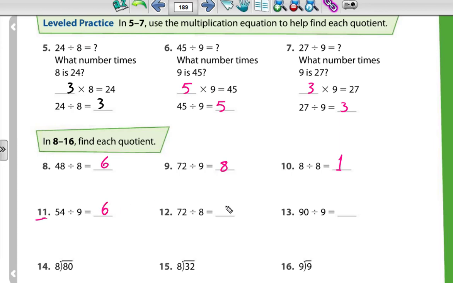Ahmed Al-Khars? Yes. Quickly. 72 divided by 8 equals... Yes. 72 divided by 8. 9. Okay, thank you. Abdulaziz Sultan. Yes, Abdulaziz. Excellent. Thank you. 90 divided by 9 equals 10. Great work.